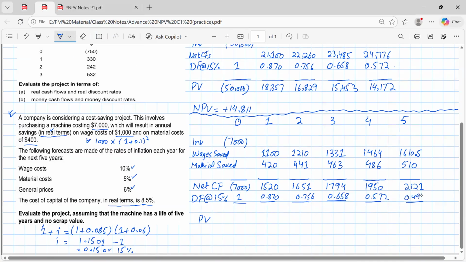Okay, now multiply. It will be negative 7,000. What will be the present value for year one? 1322. For year two, 1248. For year three, 1180. For year four, 1115. For the last year, 1054.